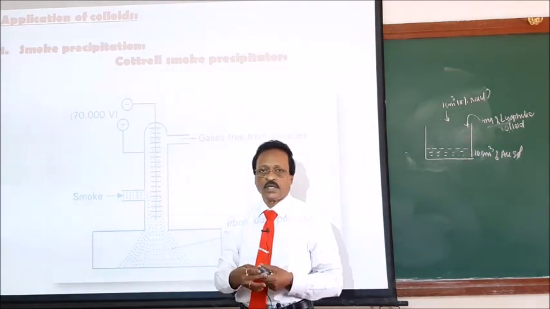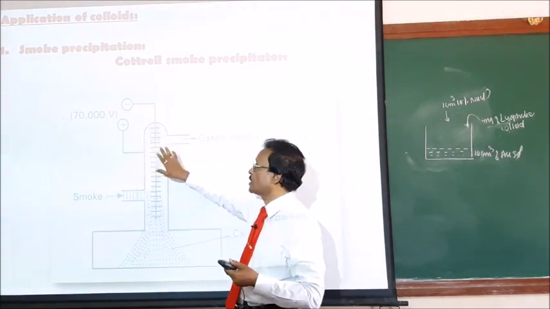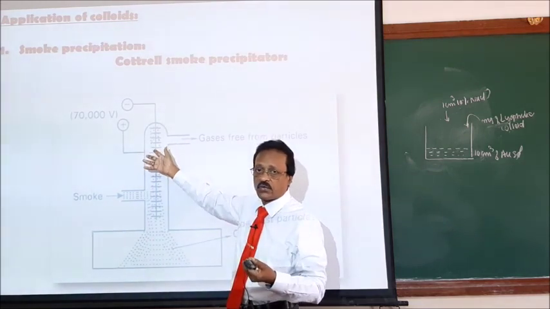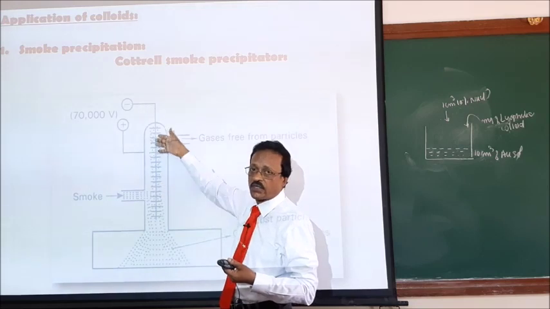They cause us a lot of respiratory diseases. How to remove these particles? By the Cottrell precipitator, based on the principle of electrophoresis. Smoke is passed into the chimney where an electrical potential difference is maintained.